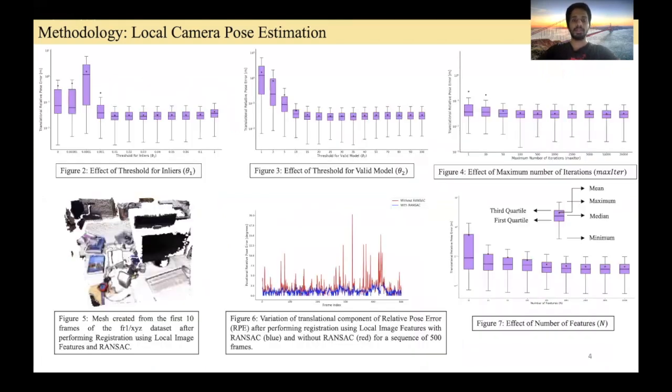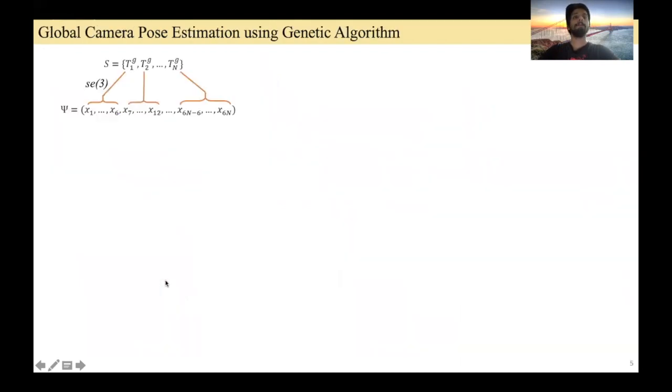When we are using RANSAC, a number of parameters come into the picture, and we have done a parametric study to find their best values. Figure 6 shows the variation of performing local camera pose estimation with and without RANSAC. And as we can see, when RANSAC is used, the errors decrease greatly. Figure 5 shows the mesh created after performing local camera pose estimation.